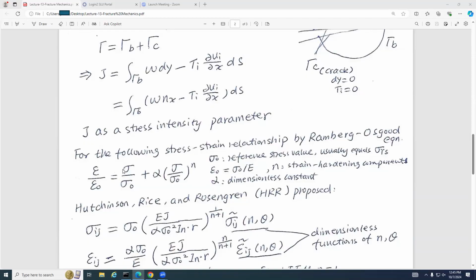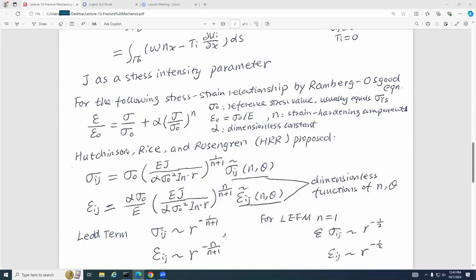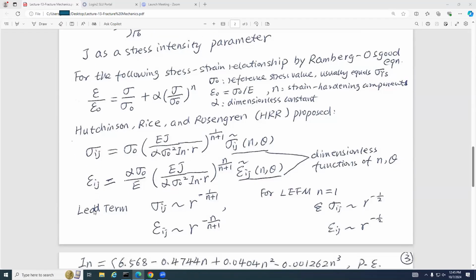For this one, HRR proposed this HRR method, and sigma ij equals sigma 0. There are a lot of equations here, with sigma ij and the dimensionless function of n and theta. n is the strain hardening component, and theta is the orientation. Also, epsilon ij equals this one, okay? So this is from HRR, and we just take a look at the leading term.